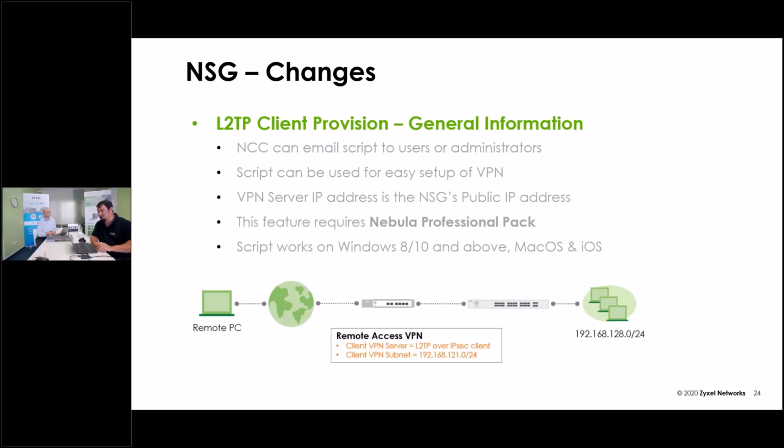Meaning that the Nebula Control Center emails the script to the user or administrators in that respect. The script can be used for easy setup for the VPN. And the interesting thing over here is that the VPN server IP address is the NSG's public IP address. Now, if you are familiar with how the NCC displays the public IP address, that's an interesting thing, because the NSG's public IP address is not necessarily the WAN IP on the NSG.